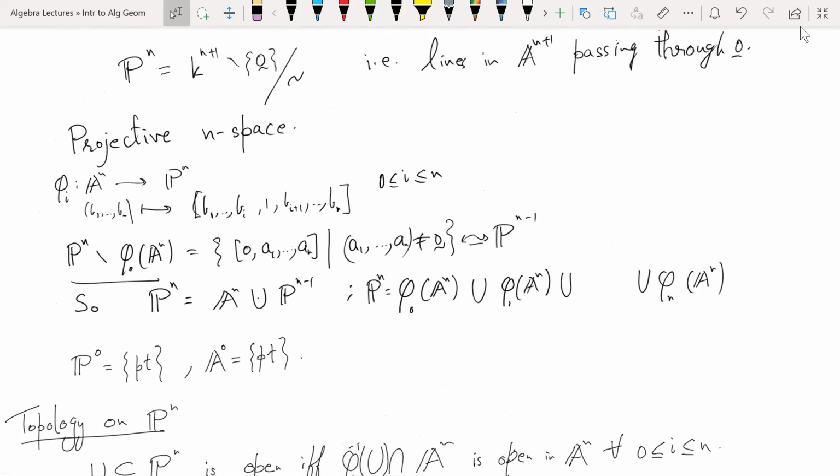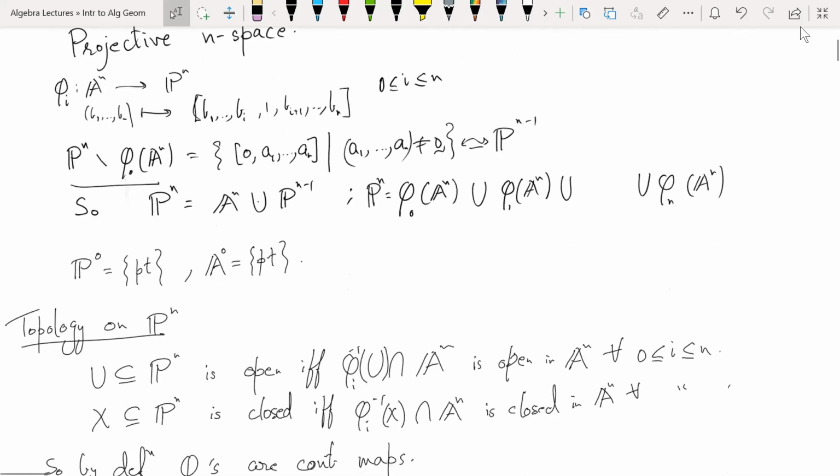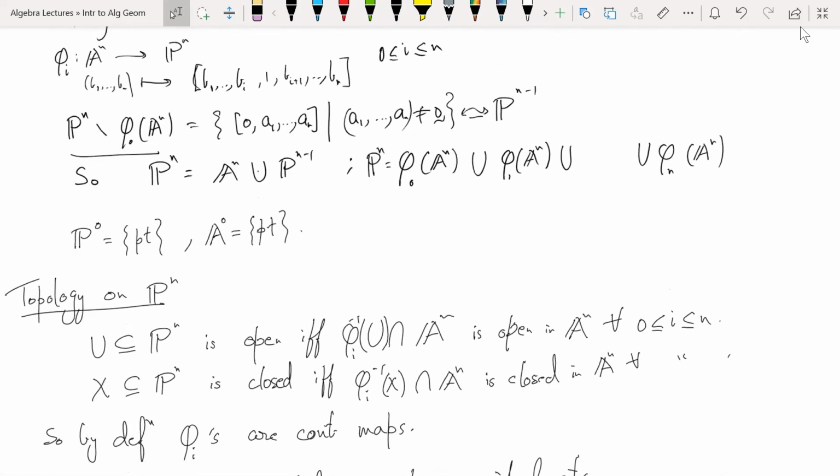Another way would be to give a quotient topology, since we have a topology on A^(n+1). I'll have to think about whether the quotient topology from A^(n+1) to P^n is fine, since my topology is not that great, and I can't think offhand. But I think this should be okay. So there are two ways of giving a topology on P^n.